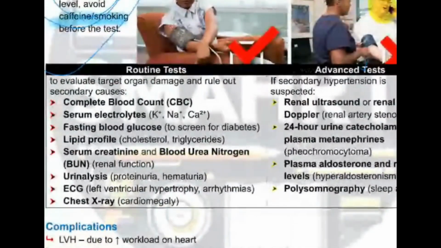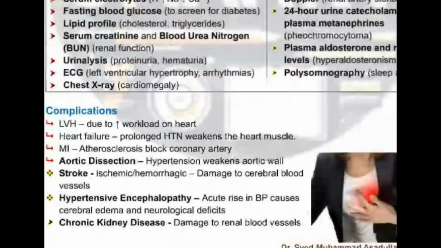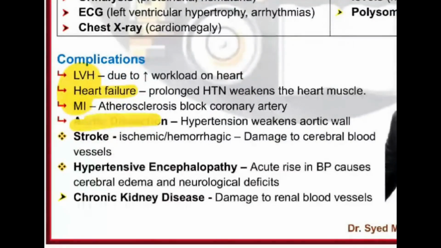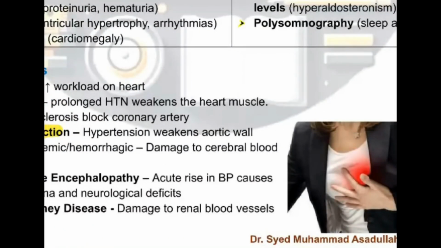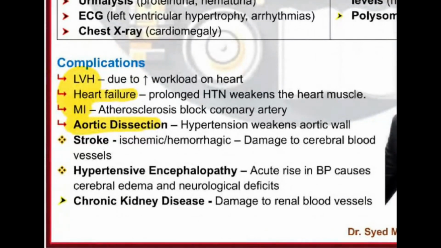Then, after that, do you need any investigation? Yes, to evaluate end organ damage. What are the end organs that are damaged here? See, the heart is damaged. In the heart, LVH, heart failure can occur. MI can occur. In aortic dissection, what is aortic dissection? Blood is hitting the aorta with high pressure. The weakened aorta will rupture. That is dissection of the aorta.